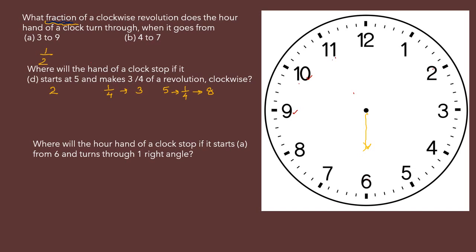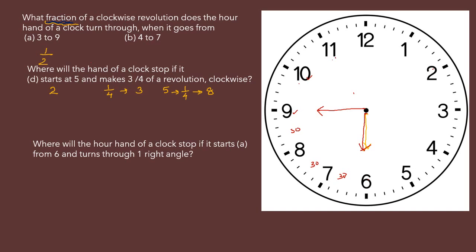One right angle means 90 degree. 90 degree means you have to reach 30, 30, 30. So where are you going to reach? You are going to reach 9. Understood? Because it is clockwise. Where will the hour hand of a clock stop? The clock hand will move clockwise only. So if they have not mentioned anything, you take it as clockwise. So from 6 o'clock it starts and a 90 degree angle means it will be reaching 9 o'clock. So this is how the questions will be coming and you will have to do it accordingly.